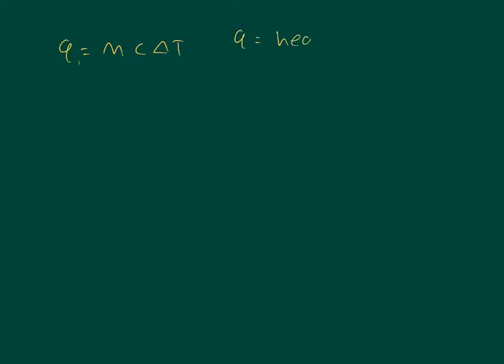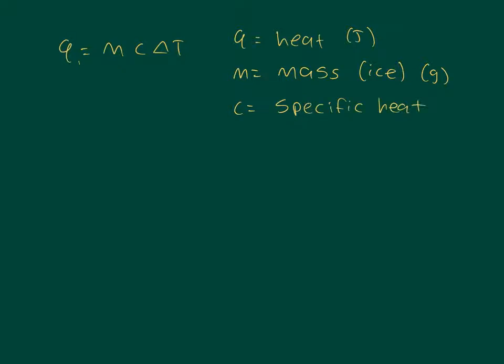Q is the heat in joules. M is the mass, specifically of the ice. This is going to be in grams. C is the specific heat. This will be for the ice, and it's something you'll either be given or need to look up. I looked it up online and found it to be 2.05 joules per gram degrees Celsius. Specific heat simply describes how much energy you need to put in to heat something up. So in this case, it takes 2.05 joules to heat up 1 gram of ice by 1 degree Celsius.